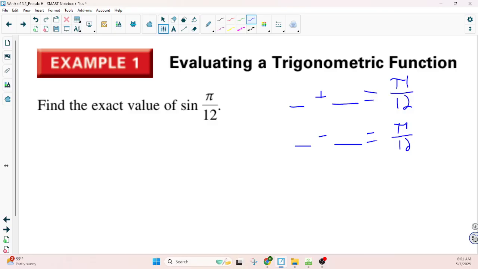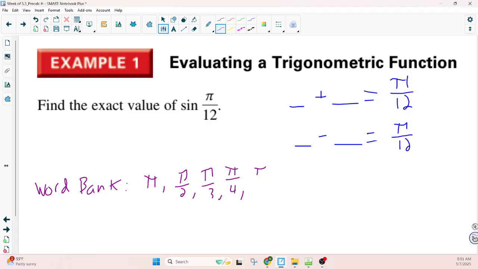So we want to get pi over 12 after. Here's our word bank, if you want to call it that. They're not words, but that's okay. We're talking about pi and pi over 2 and pi over 3 and pi over 4. These are all the ones that we know and love, right? Pi over 6. How are we going to get pi over 12? Pi over 6 is going to be relevant. Okay. Pi over 6 twice? Pi over 6 plus pi over 6?